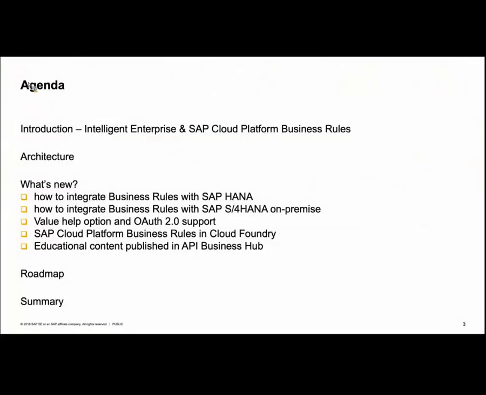So here is the quick agenda for the session today. I'll start with the introduction of SAP Cloud Platform Business Rules and how we have integrated with Intelligent Enterprise, then followed with a brief architecture of the service, and then all these new features on how we have integrated business rules with SAP HANA, with S4 HANA on-premise, and the value help option and OAuth to support together with. We have also done a recent delivery to Cloud Foundry, and we'll talk about that, and some information on the educational content. Finally, I'll close with the roadmap and summary.